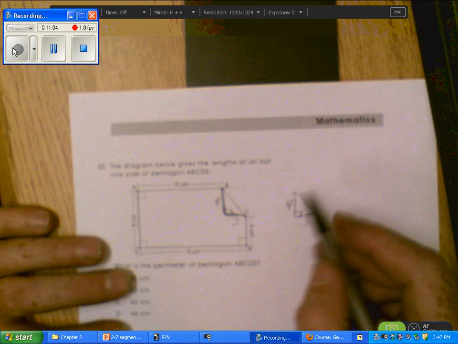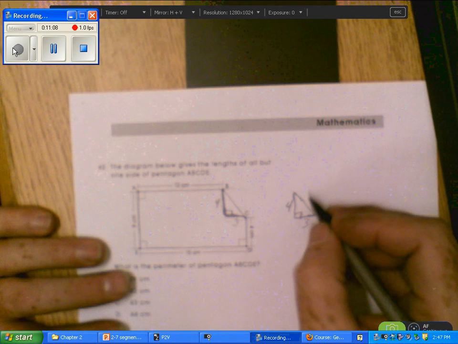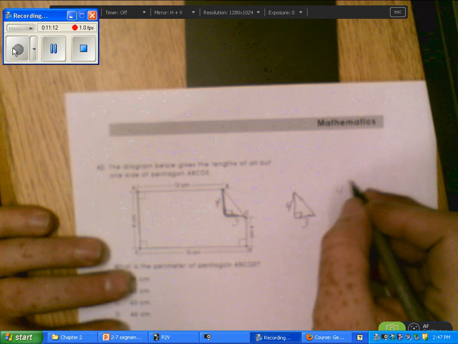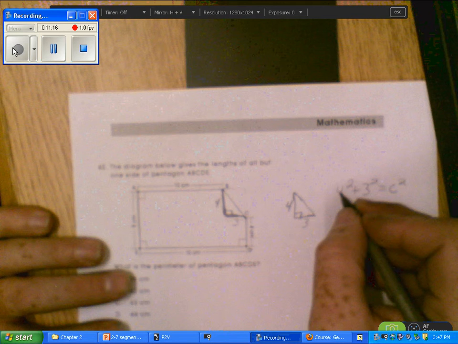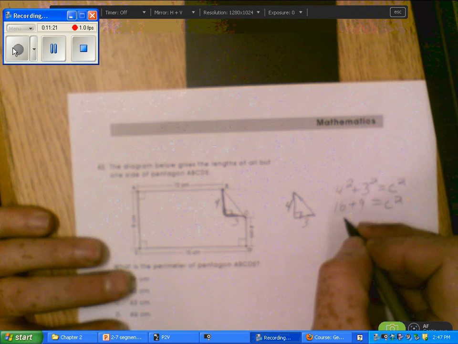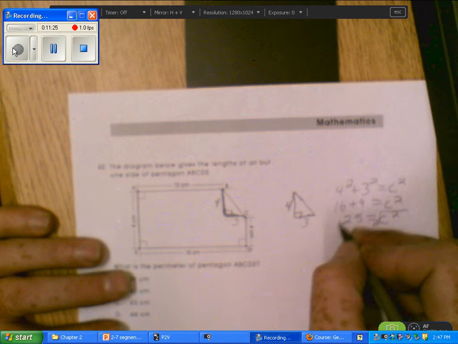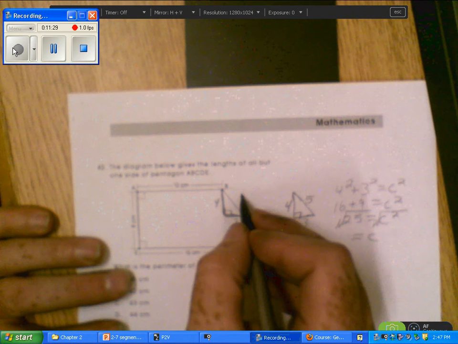And then that fits a family, but if you don't know the families yet, then you can just use the Pythagorean theorem. 4 squared plus 3 squared has to equal c squared. 4 squared is 16. 3 squared is 9. That's 25 equals c squared. Take the square root of both sides. So this side over here has to be 5.